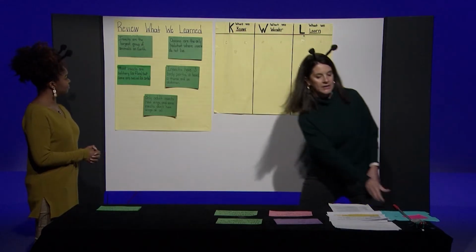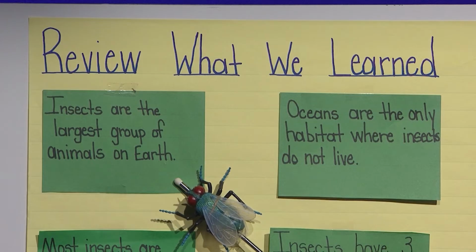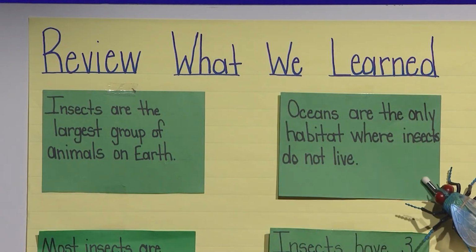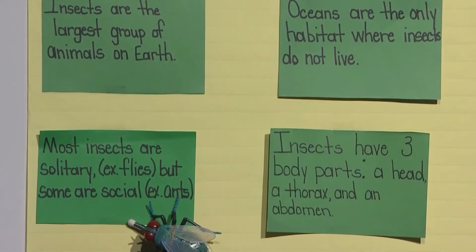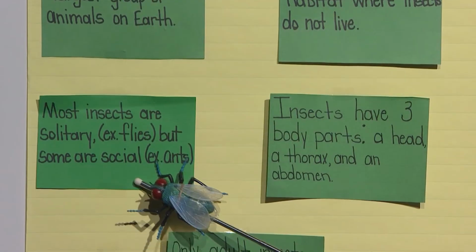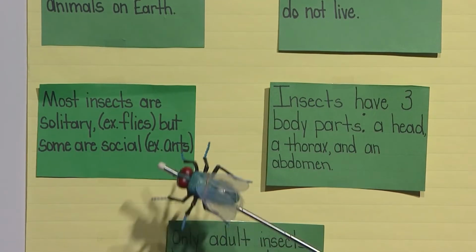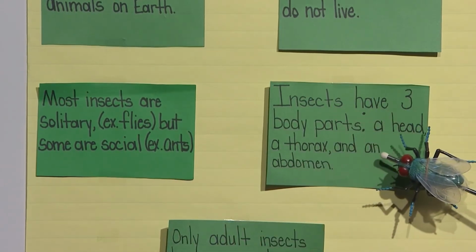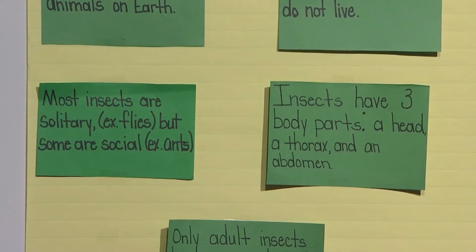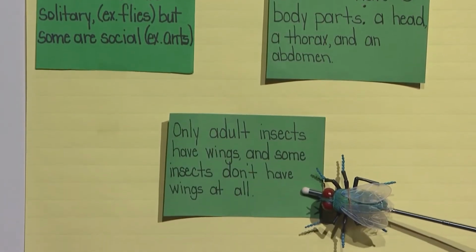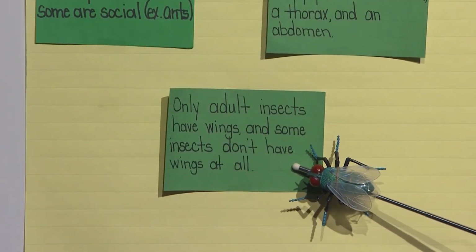We have learned that insects are the largest group of animals on Earth. We've learned that oceans are the only habitat where insects do not live. We've also learned that most insects are solitary, for example, flies, but some are social, like ants. We learned in Lesson 2 that insects have 3 body parts, a head, a thorax, and an abdomen. And we also learned in Lesson 2 that only adult insects have wings, and some insects don't have wings at all.